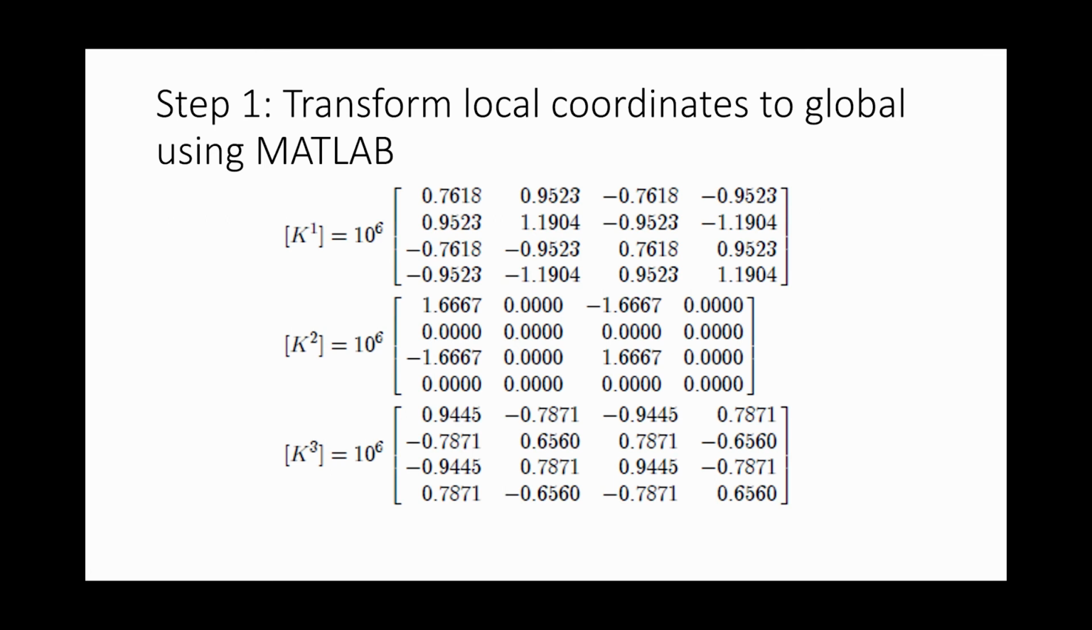Once we know our angles, I'm going to determine my local stiffness matrix and global coordinates for each element using the code that I have derived. In this case, you get K1, K2, and K3. I will post a MATLAB video as well.